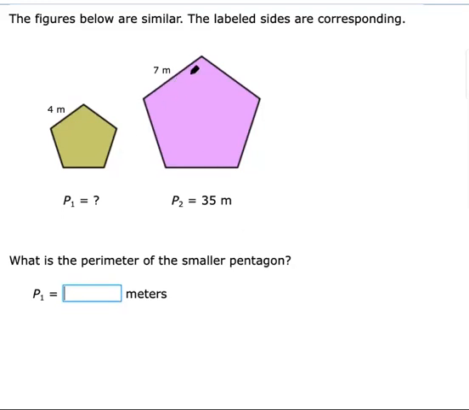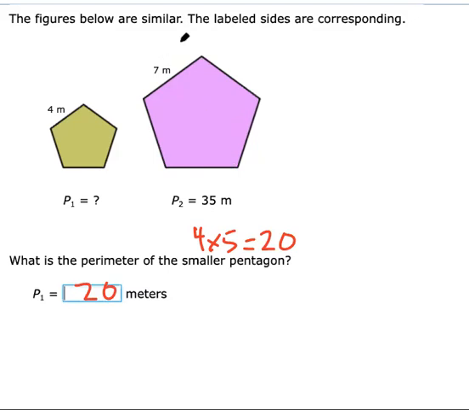Okay, so we got 7 on that side and 4 on that side. So we want to know what the perimeter of the smaller pentagon is. So a pentagon is going to have what, 5 sides? Okay. So the smaller one is this one right here. So we're just going to do 4 times 5 because there's 5 sides, and that should give us 20. So this one is going to be 20 meters.